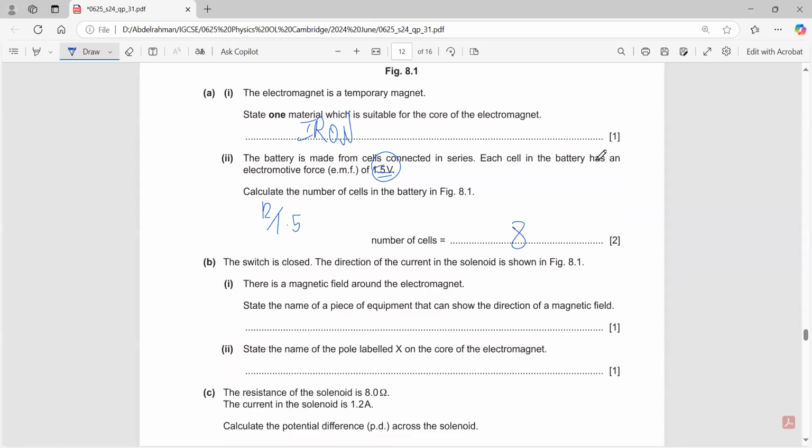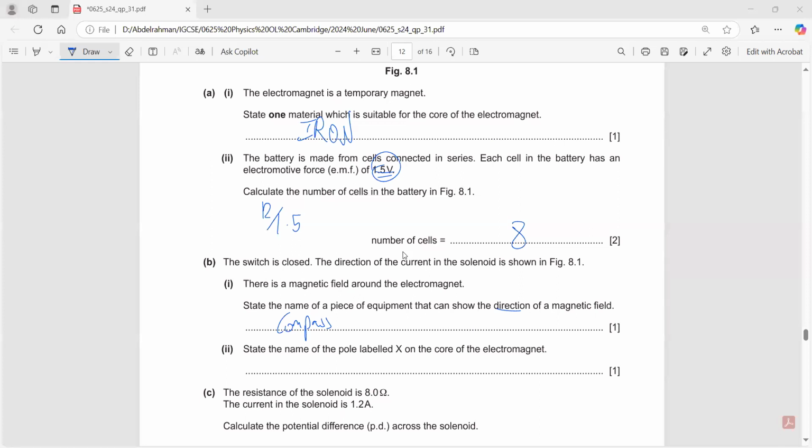The switch is closed. The direction of the current in the solenoid is shown in figure 8.1. There is a magnetic field around the electromagnet. State the name of the equipment. Yes, to find the direction, we need a compass. Okay, that's easy. Plotting compass or a compass.